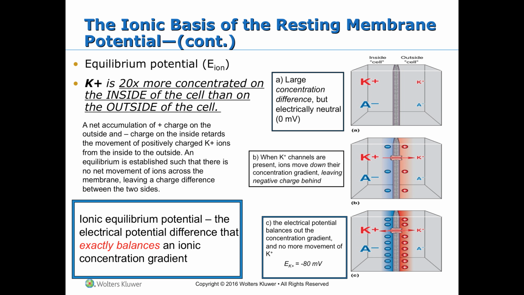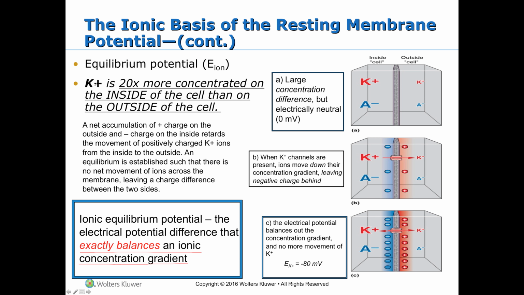So now we're going to discuss equilibrium potentials. An ionic equilibrium potential is the electrical potential difference that will exactly balance an ionic concentration gradient. Basically what this is saying is at what potential is there going to be a balance between charge and concentration gradient.